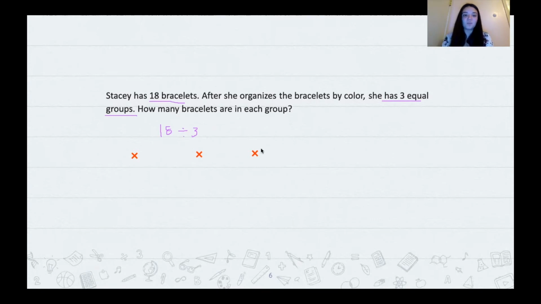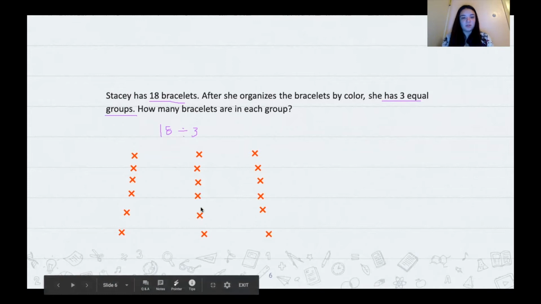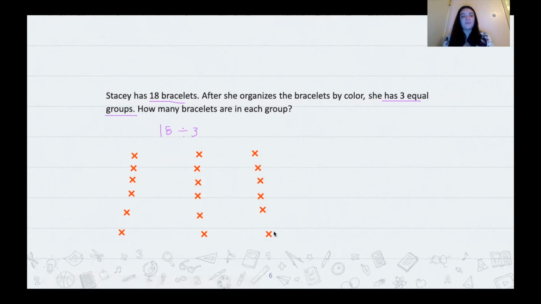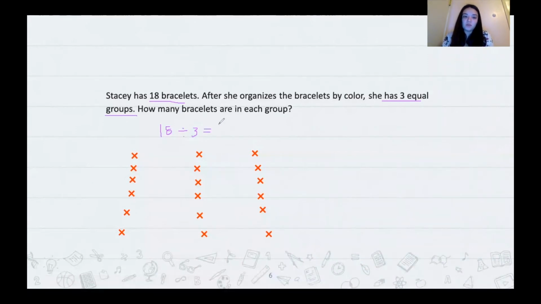So I have 1, 2, 3, 4, 5, 6, 7, 8, 9, 10, 11, 12, 13, 14, 15, 16, 17, and 18. So now I'm going to double check to make sure I have equal groups. So I have 1, 2, 3, 4, 5, 6, 1, 2, 3, 4, 5, 6, 1, 2, 3, 4, 5, and 6. So now we know that if I take 18 bracelets and I divide them into 3 groups, that is going to give us 6 in each group.